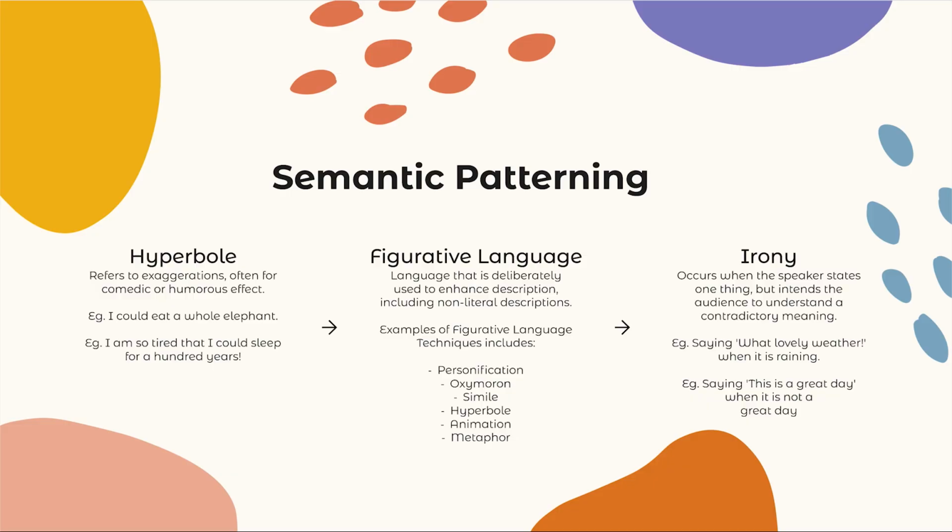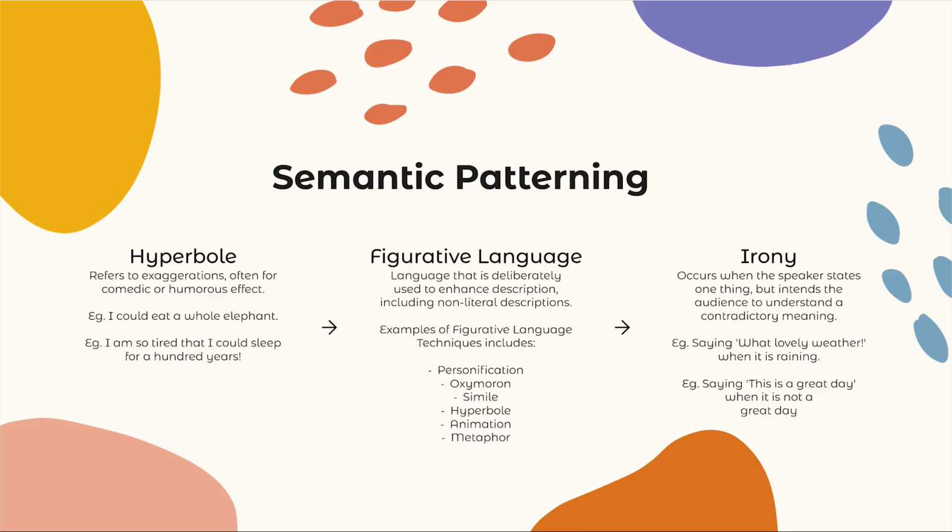Then we've got figurative language. Figurative language is a really interesting element within semantic patterning, because figurative language refers to any sort of language that is deliberately used to enhance a non-literal description. But our examples of figurative language techniques include things like personification, oxymorons, similes, hyperboles, animation, metaphors, the kind of language features that we're discussing for our other elements of semantic patterning. And so this gives us an opportunity to make a really strategic choice.